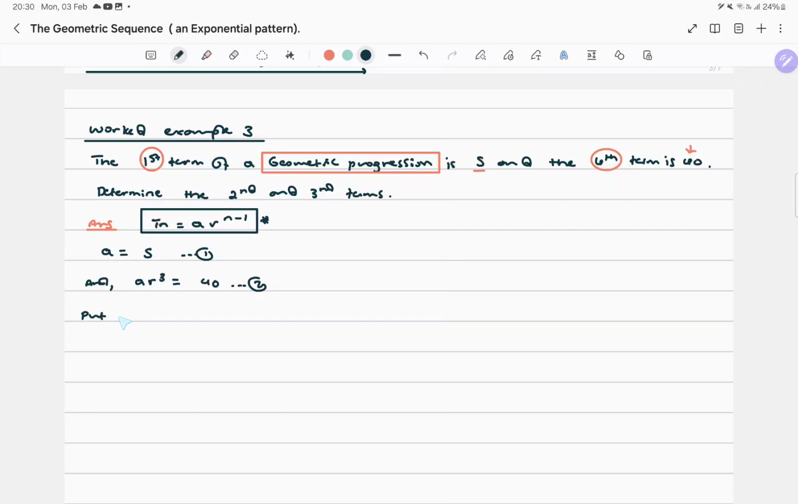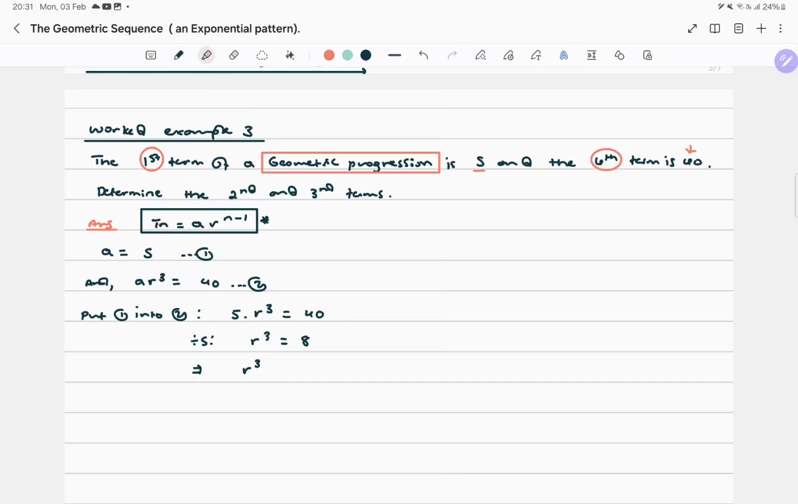We can say put 1 into 2. So what are we going to see? a is 5 into r cubed. Okay, maybe let's not be silly. Why do I need brackets? 5 times r cubed is equal to 40. And then we divide by 5 throughout. We get r cubed is equal to, now 40 divided by 5, that's 8. Okay, great. So this implies that we have r cubed equals 8.